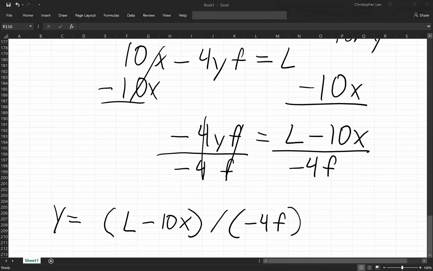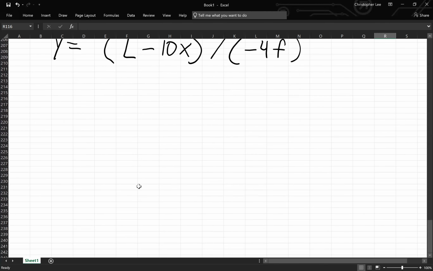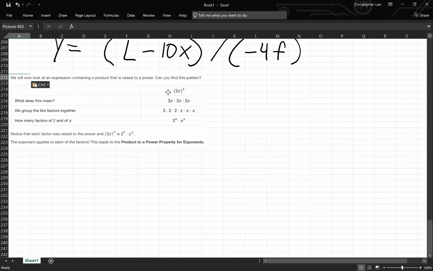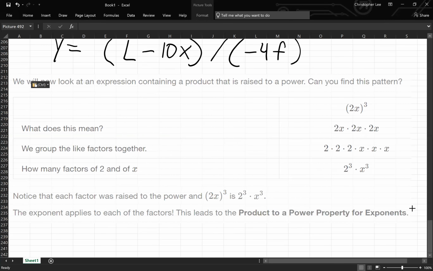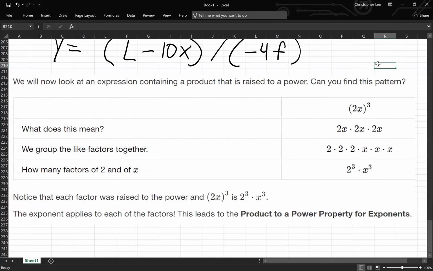Let's pick up where we left off. I'm gonna try and run through this as quick as possible. It's not gonna be too bad though. So here's the next thing that we were about to get into. We will now look at an expression containing a product that is raised to a power. So can you find this pattern?